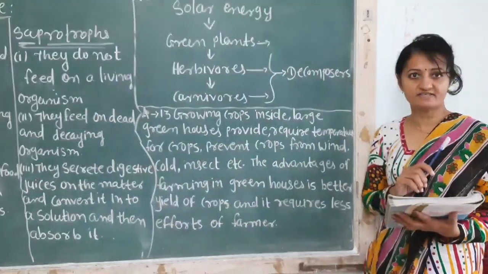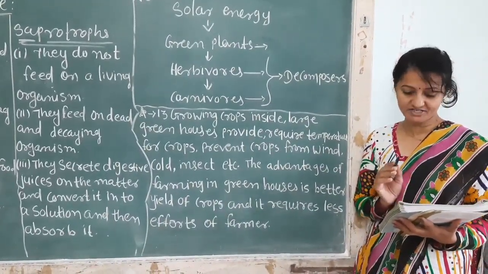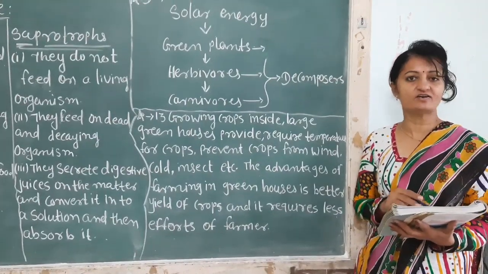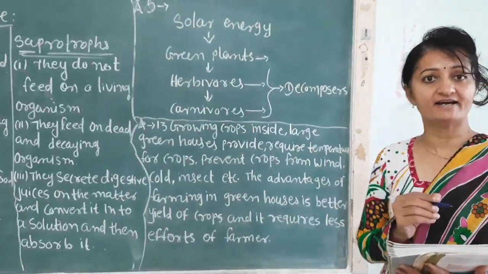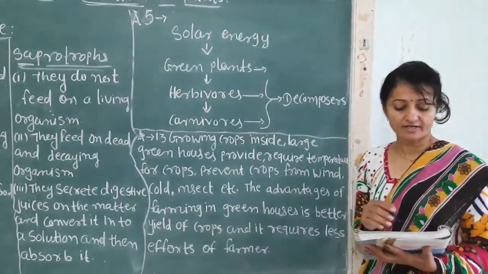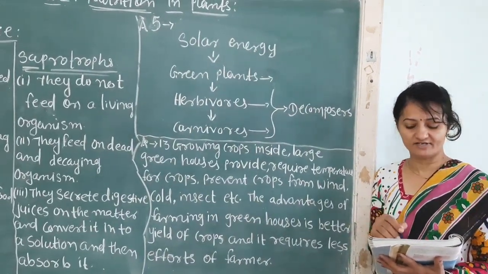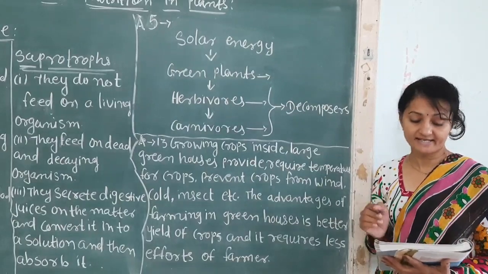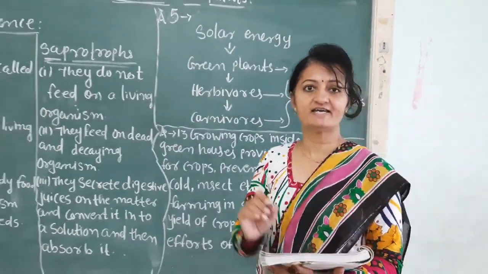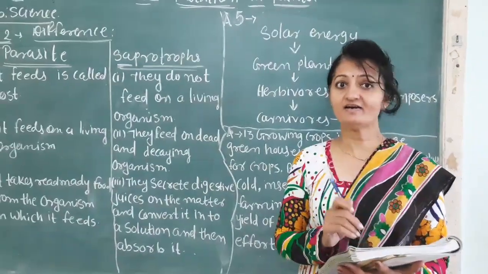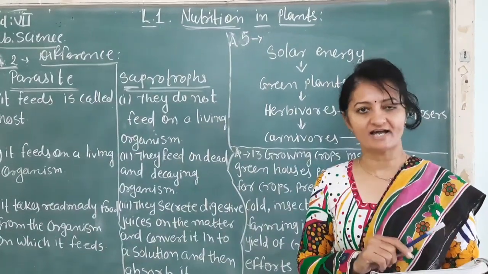Now question 6. Fill in the blanks. Green plants are called dash since they synthesize their own food. You know that plants prepare their food themselves, that are autotrophs. So green plants are called autotrophs, and you write the answer in the blank: autotrophs. Next, B: the food synthesized by plants is stored as dash. तो क्या आएगा? The answer is starch, because you know that starch is one type of carbohydrate.